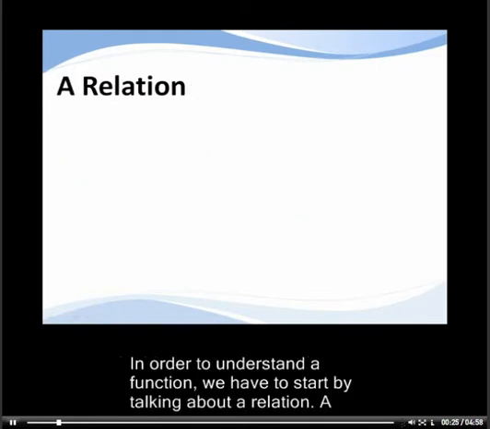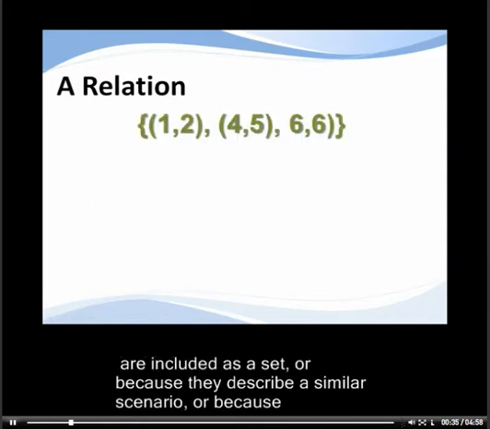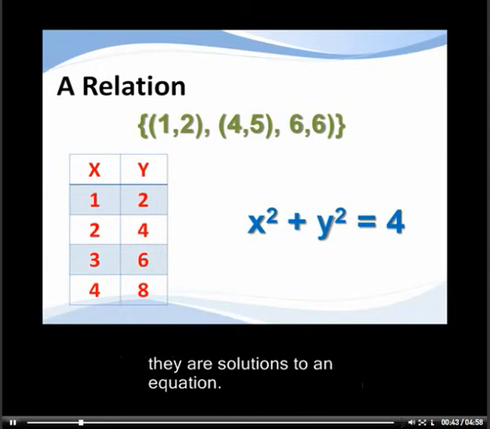In order to understand a function, we have to start by talking about a relation. A relation is any group of related ordered pairs. They can be related because they are included as a set, or because they describe a particular scenario, or because they are solutions to an equation.